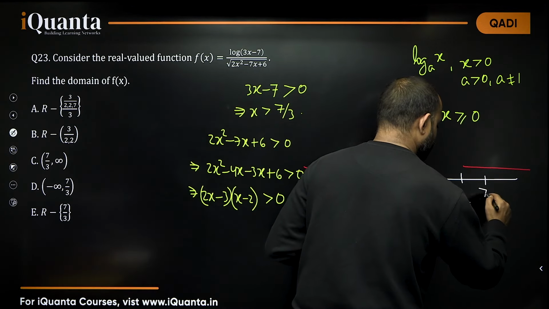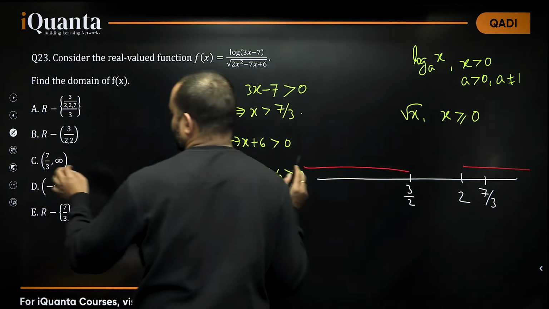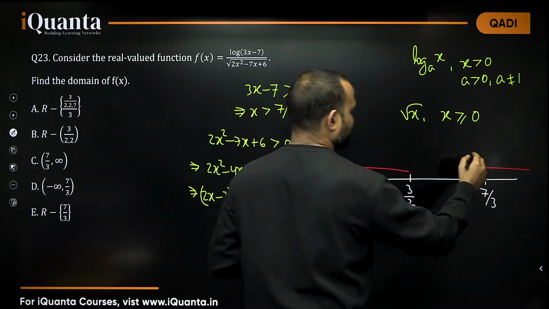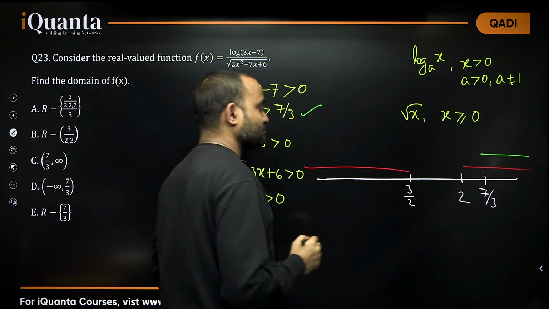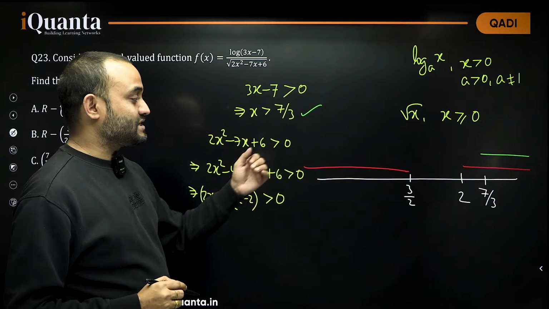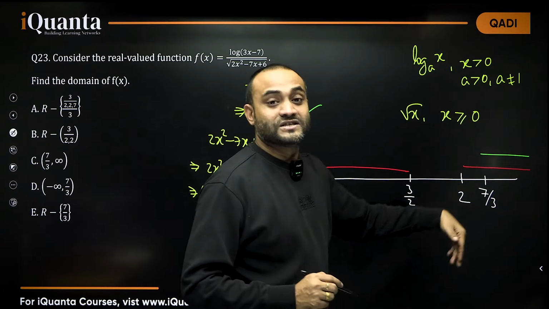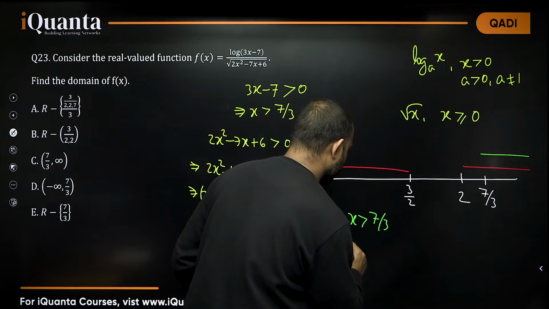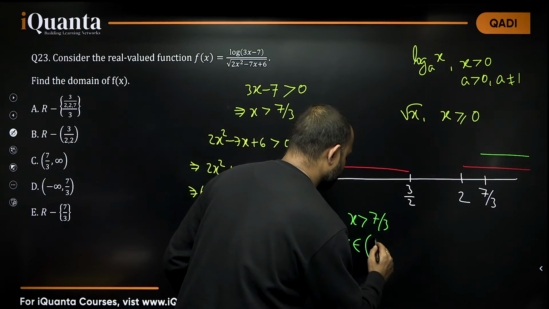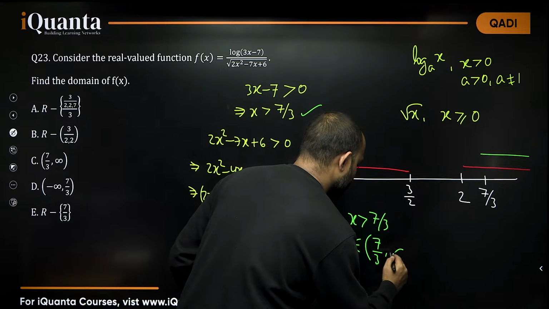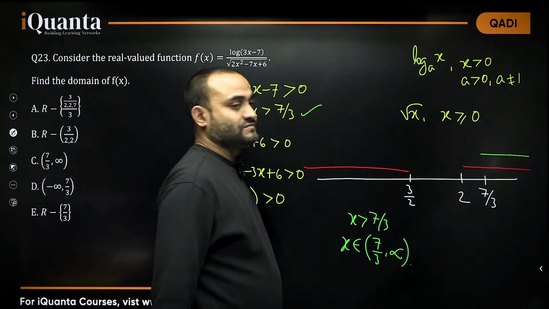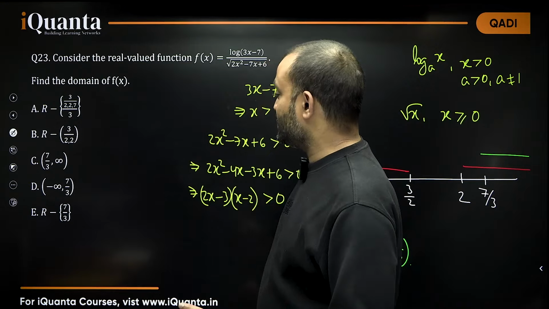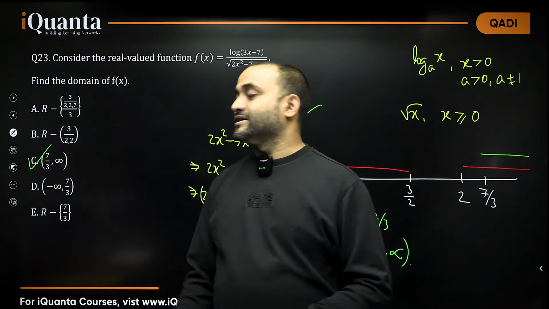So we have 7 by 3. X should also be greater than 7 by 3, means X is this. So the only common region from this one and this one is when X is greater than 7 by 3, or we can write it as X element of 7 by 3 to infinity, right? That's it. Let's check the options. Only one option makes sense, which is option C.